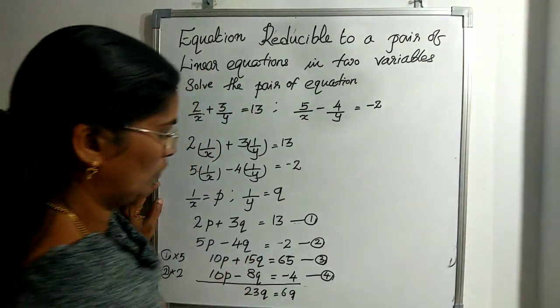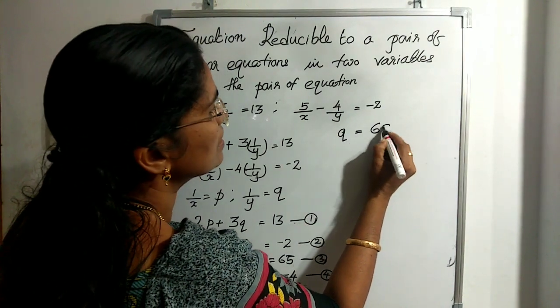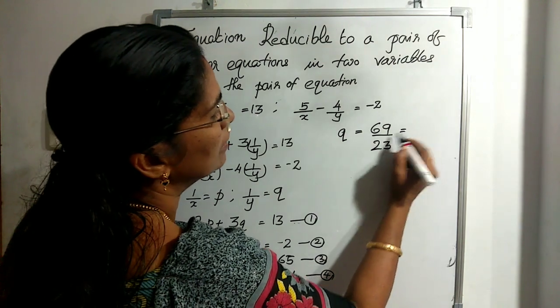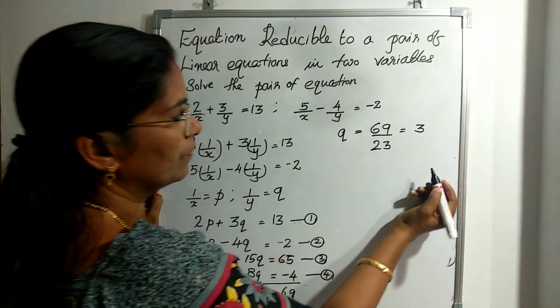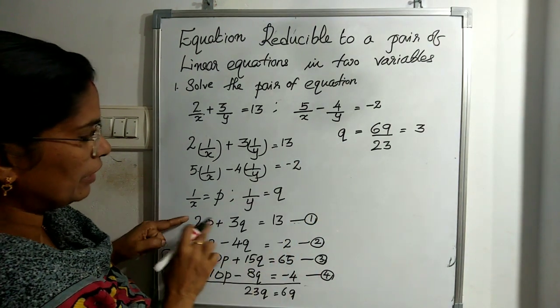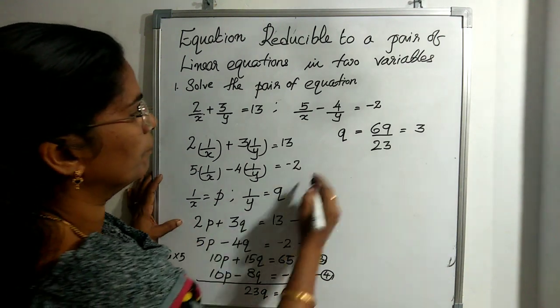Now we have to find the value of q. So q is equal to 69 by 23. It is a multiple of 3, so we can write q is equal to 3. Now we have to find the value of p. You can substitute in any one equation, 1 or 2. Better to substitute in 1.